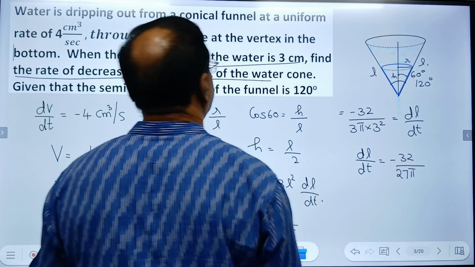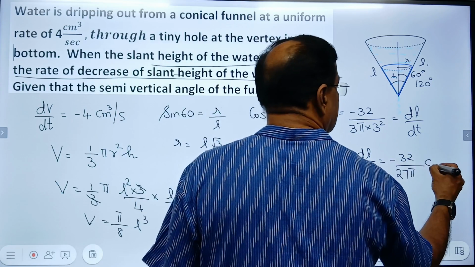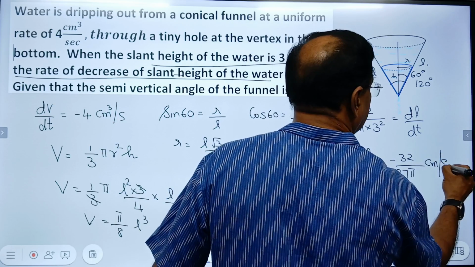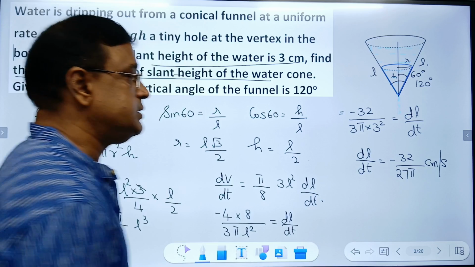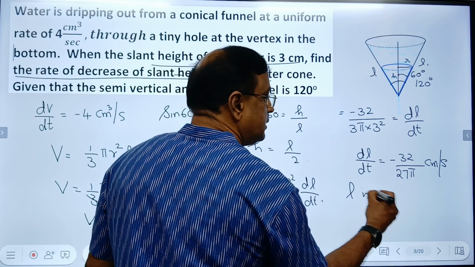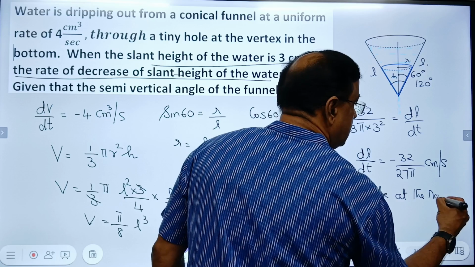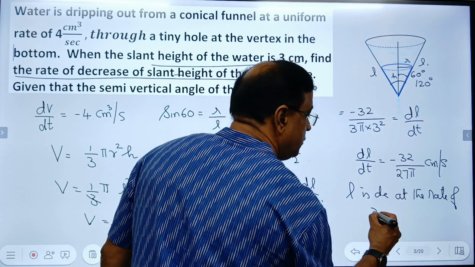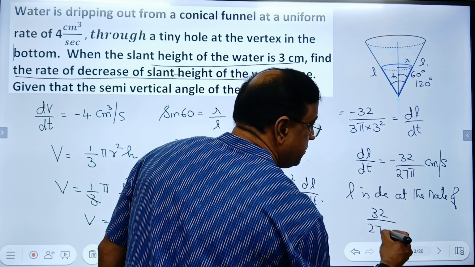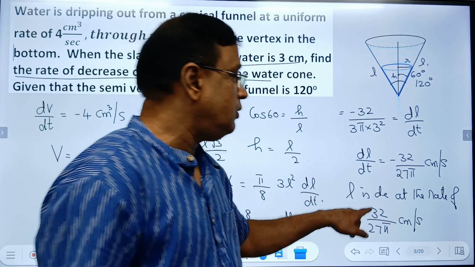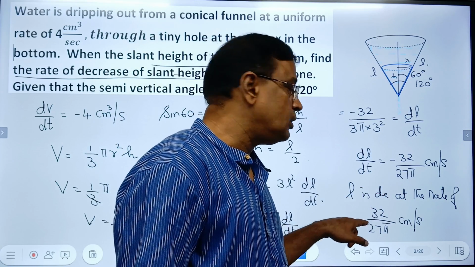I think it is centimeter per second, right? So what was the unit? Centimeter per second. So clearly you can see slant height is decreasing at the rate of 32 by 27 pi centimeter per second. If you say decreasing, you have to write plus. If you say increasing, you can put a minus. Okay.